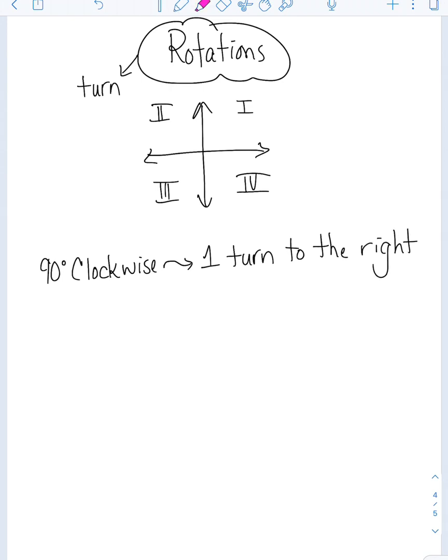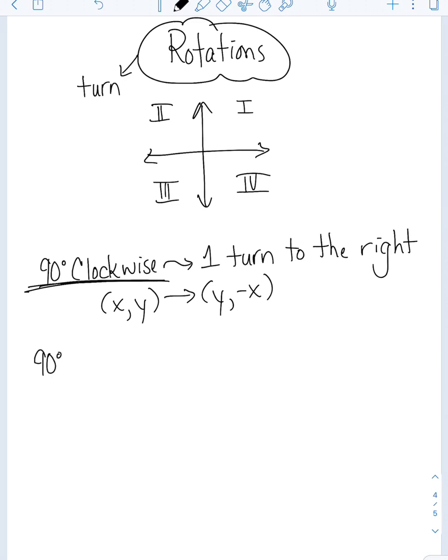That means if I start here, I turn one quadrant to the right and I move here. Let's say that my point starts here. If I turn one quadrant to the right, I'll go from quadrant 2 to quadrant 1. So that's what I'm talking about when I say one turn to the right. The rule for that is you take the original point, and 90 degrees clockwise is (y, -x). That means we swap the x and y and we change the sign of the second number. So that's the first kind of turn or rotation.